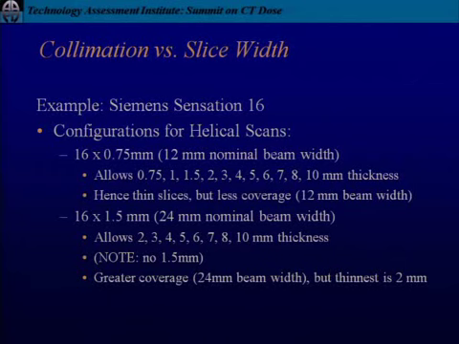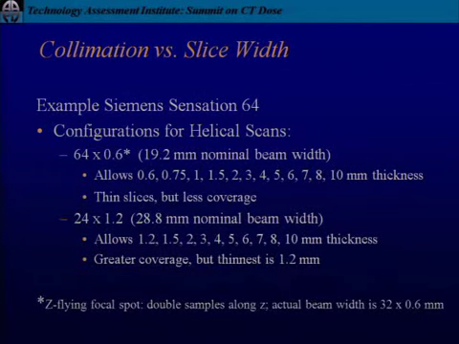Now let's keep going and work this out into how this plays out practically. If we were doing a Sensation 64 configurations for helical scans, and I'm going to talk a little bit about this later this afternoon, about some of these terms, you would see if you were sitting at the scanner, a 64 by 0.6, that's really a Z-flying focal spot. The actual detector configuration is 32 by 0.6, so the nominal beam width is 19.2, okay? And it allows reconstructions of 0.6, 0.75, lots of thin slices, all the way up to 10. Again, thinner slices, but less coverage.